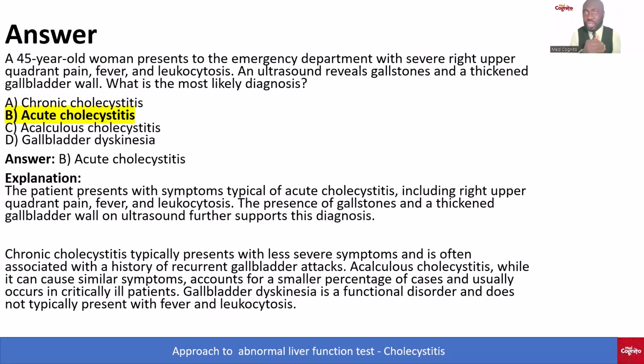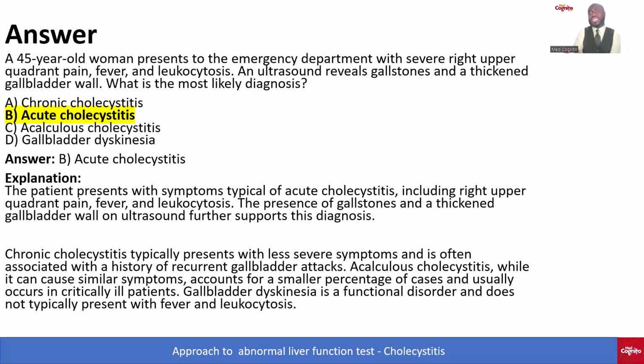Down the line, you realize that not every cholecystitis will present to the patient with a gallstone, and you will come to understand that. Now, while we are dealing with this teaching point, I also want to introduce the concept of chronic cholecystitis. It typically presents with less severe symptoms and is often associated with a history of recurrent gallbladder attacks. So when your examiner introduces the words recurrent gallbladder attacks, be very careful. That is not acute, that is chronic.